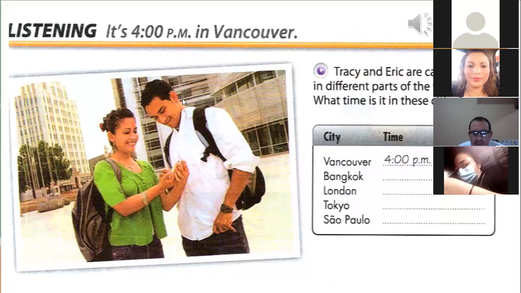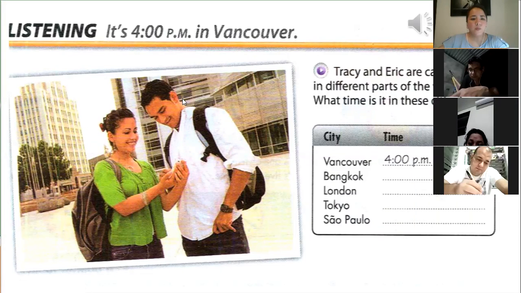It's 4 p.m. in Vancouver. Tracy and Eric are calling friends in different parts of the world. Listen, what time is it in these cities?